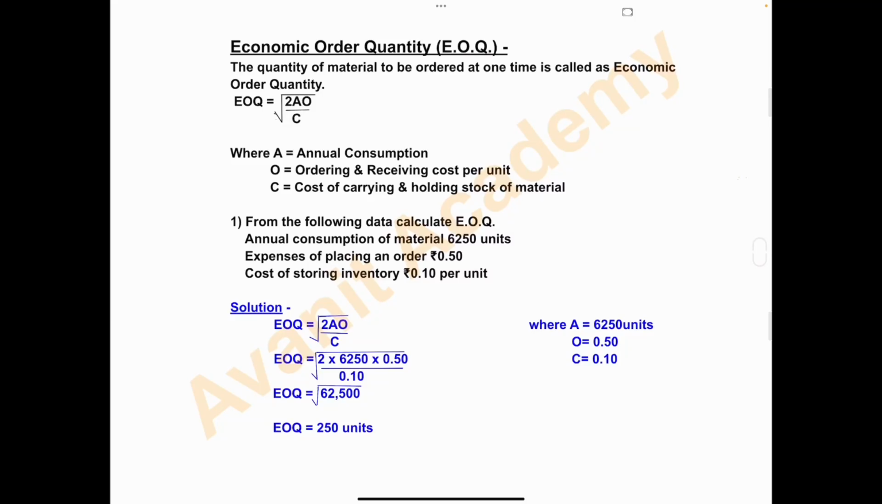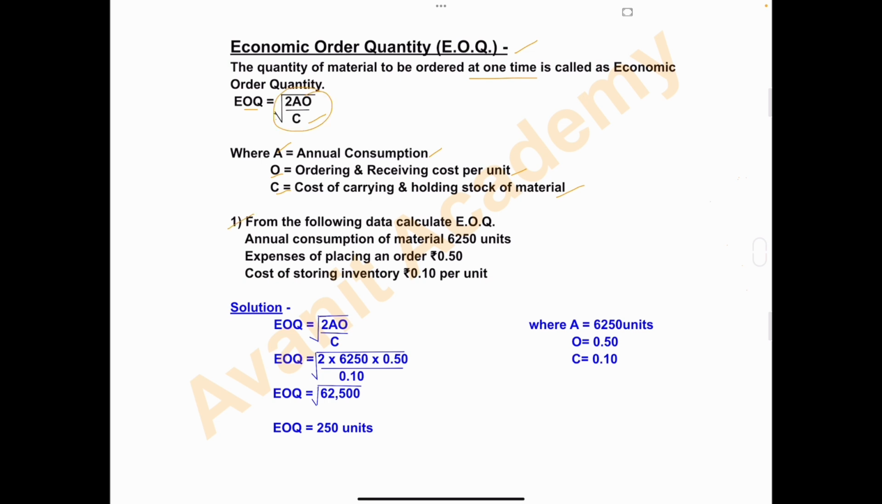Let's see the meaning of economic order quantity. The quantity of material to be ordered at one time is called economic order quantity. And the formula to calculate EOQ is EOQ is equal to root 2AO divided by C, where A stands for annual consumption, O is ordering and receiving cost per unit, C is the cost of carrying and holding stock of material.